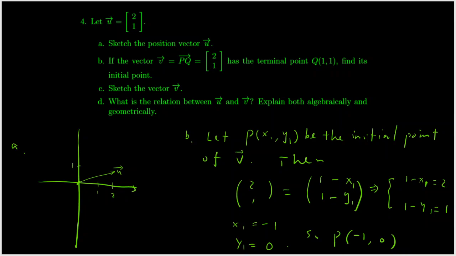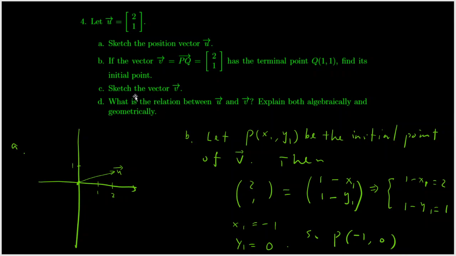On the screen you have the complete solution to question B. Again, it's super easy to guess. In this case, you know the coordinates of the terminal point, so it's easy to guess the coordinates of the initial point, right?